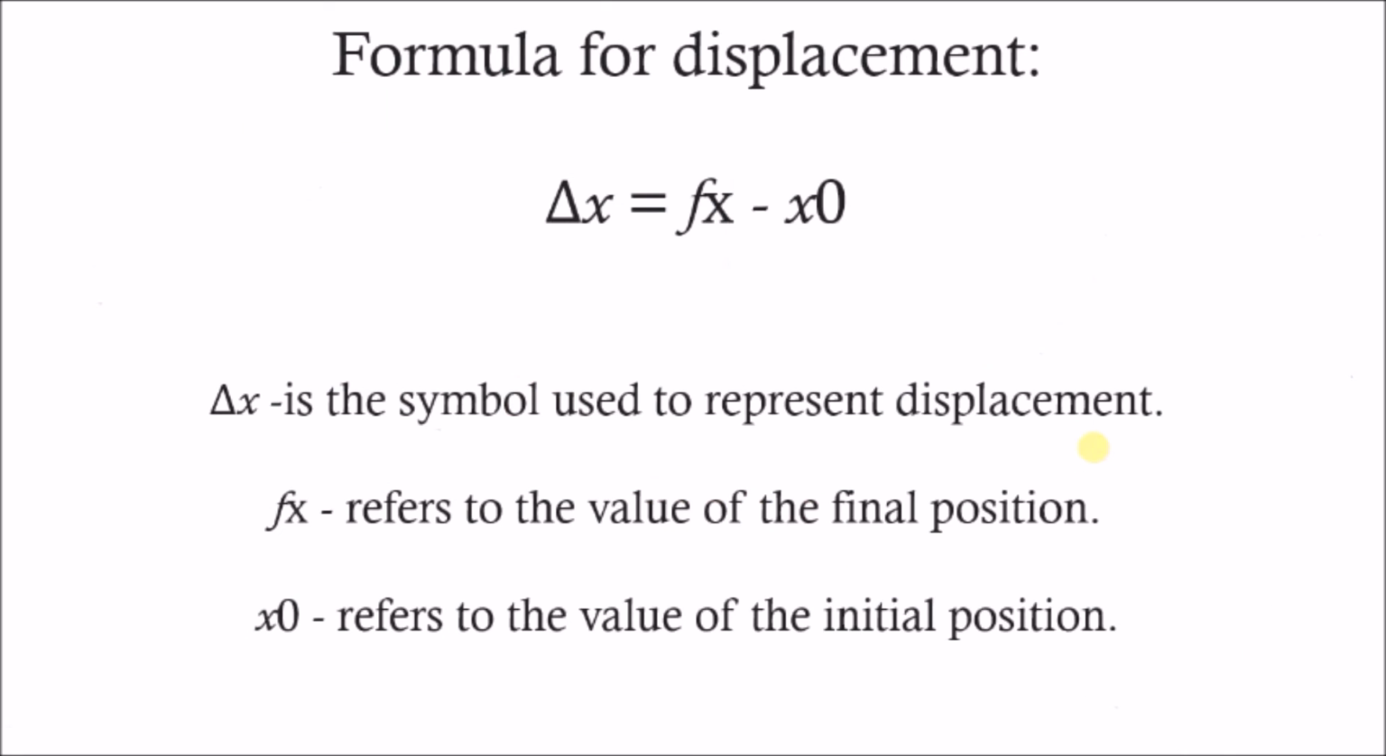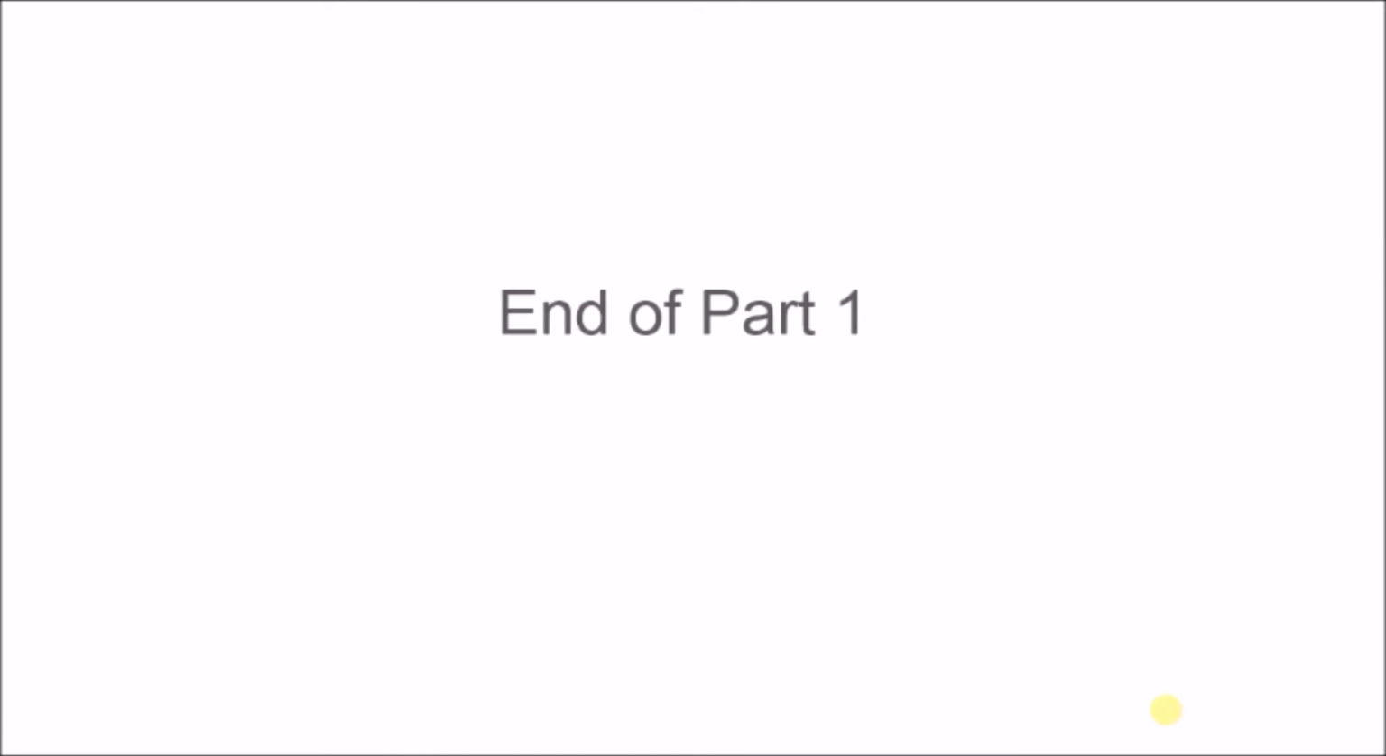We'll have some examples here and a formula, and you'll be able to understand what I'm talking about. The formula for displacement is delta x equals xf minus x0. No need to be scared, okay? Delta x is the symbol used to represent displacement, the change in position. xf refers to the value of the final position. F is for final. x0 refers to the value of the initial position, so it's basically where you started.